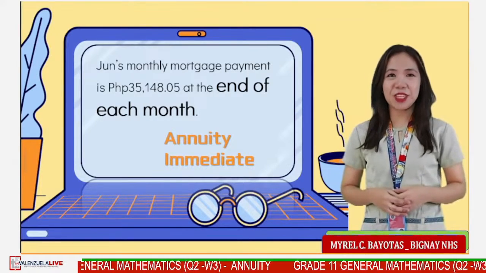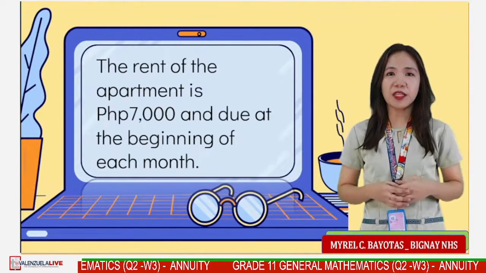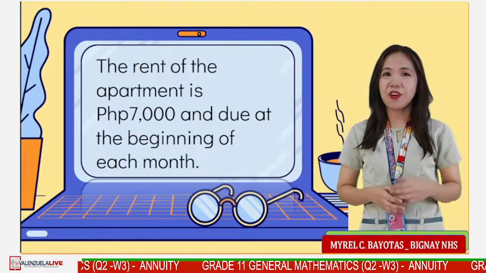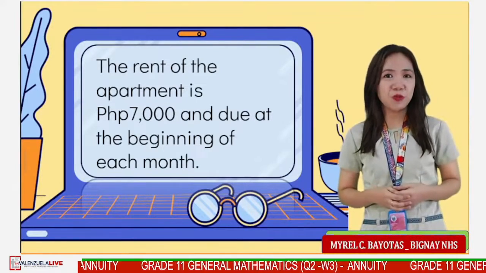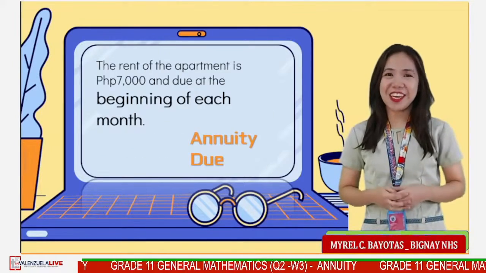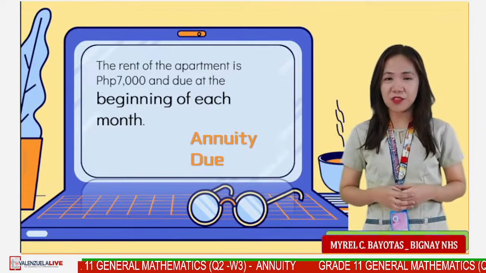Let's try the next one. The rent of the apartment is 7,000 pesos and due at the beginning of each month. Comment your answer. Did you type annuity due? Wow, you get it right again. That is because the payment is made at the beginning of each month.